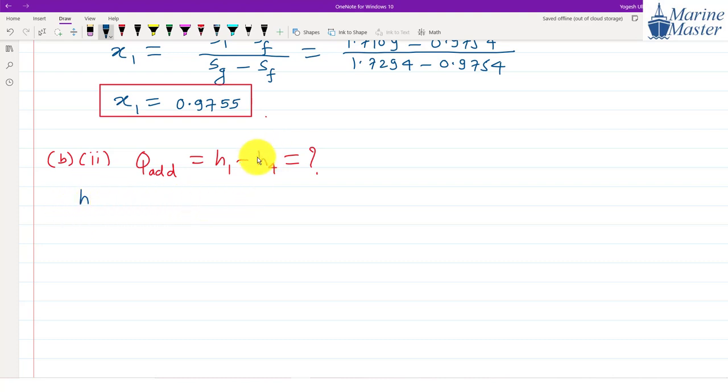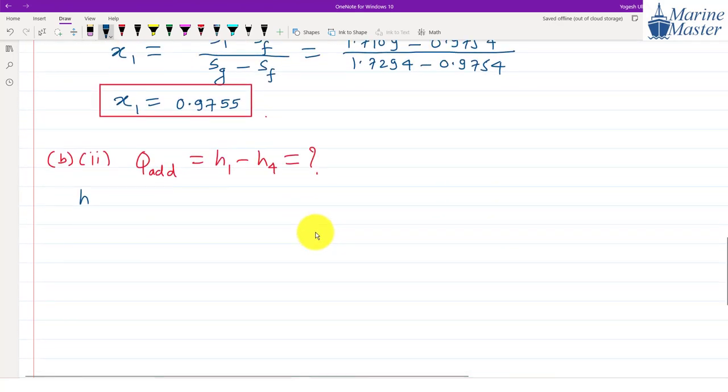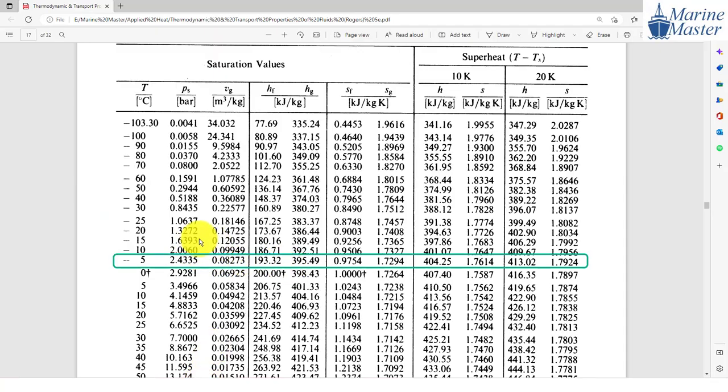We will go to the pressure of point 1. What is the pressure of point 1? P1 pressure. So for the P1 pressure, we are going to find out hf at P1 pressure. Go to the property table, guys, and try to find out hf at the P1 pressure. So try to see the scenario here.